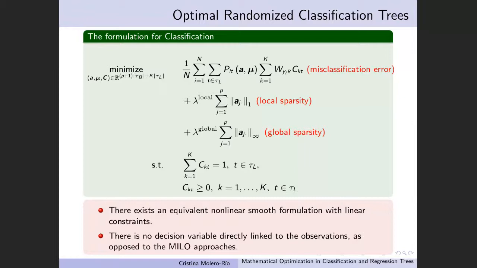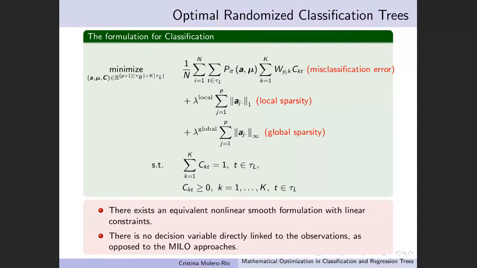As you can see, we have three terms in our objective function. First, the misclassification error, and then local and global sparsity. In the local sparsity term, what we want is fewer predictor variables to be involved in each splitting rule. And in global sparsity, what we seek is fewer predictor variables across the whole tree. For that we need the infinity norm. We can see that there exists an equivalent nonlinear smooth formulation of this problem with linear constraints. And if you see the range of the decision variables, there are no decision variables directly linked to the observations, as opposed to MILP approaches, as we have said before.